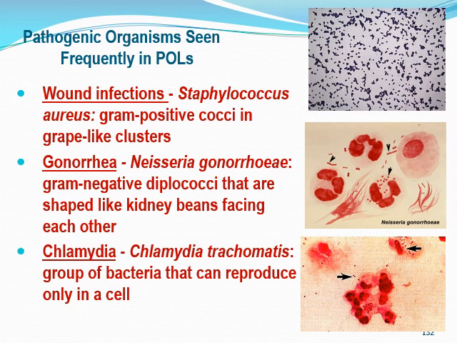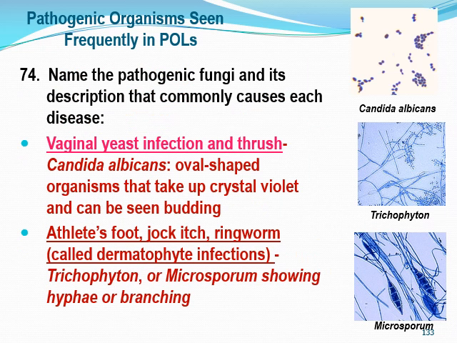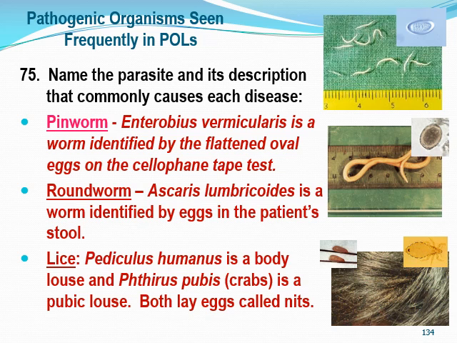So we also see wound infections, Staphylococcus aureus, right, gram-positive cocci, those grape clusters we talked about, gonorrhea, chlamydia. We also see a lot of vaginal yeast infections, thrush, right? Sometimes if they're on antibiotics for a long time, that can kill off their normal flora, and you see it in that top picture, that Candida albicans can start to take over, and they'll get thrush in their mouth. You see athlete's foot, jock itch, ringworm, these types of things. We also see pinworm, roundworm, and lice.